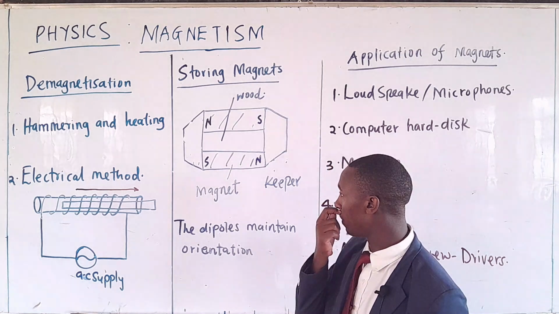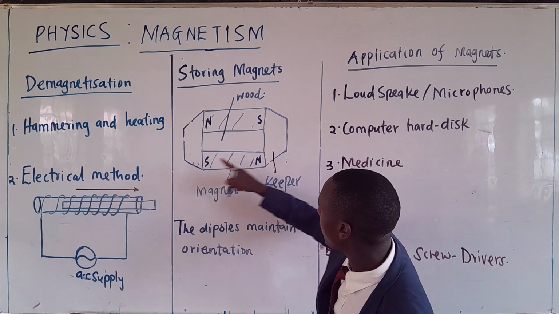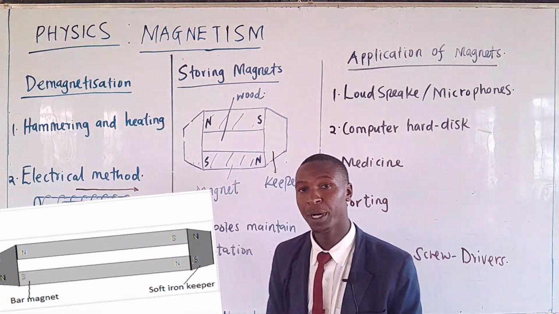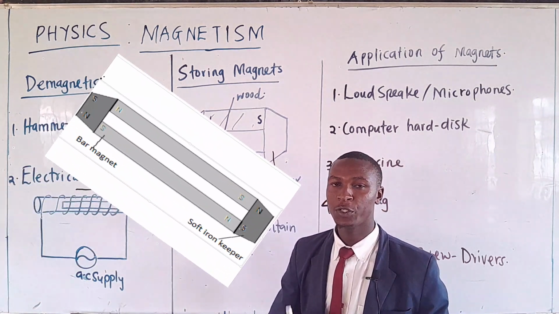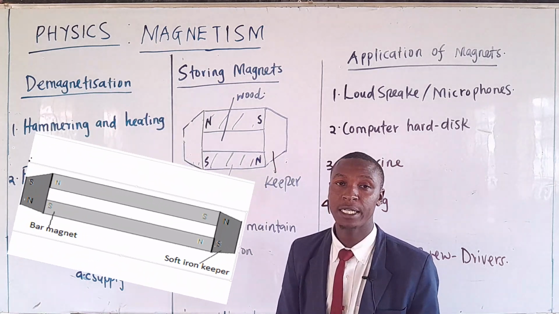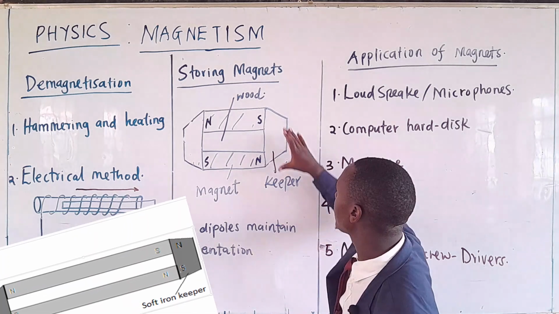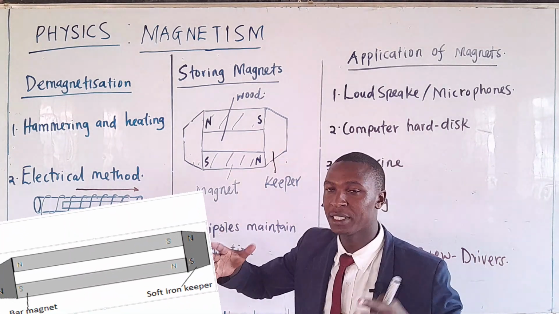For you to store the magnets, we use what we call keepers. So this is a keeper, and also this is a keeper. Keepers are made of soft magnetic materials, and of course we said soft magnetic materials are easy to magnetize and demagnetize at the same time. So these keepers are going to hold the magnet in position.